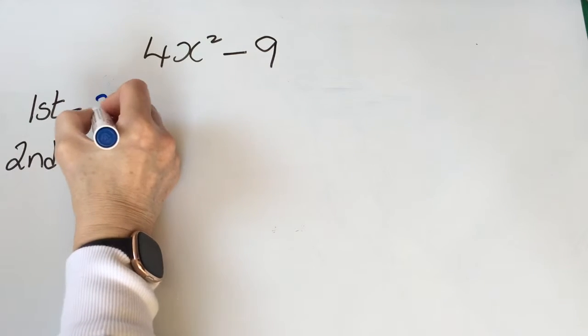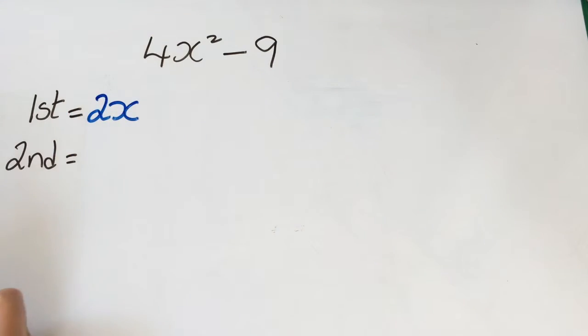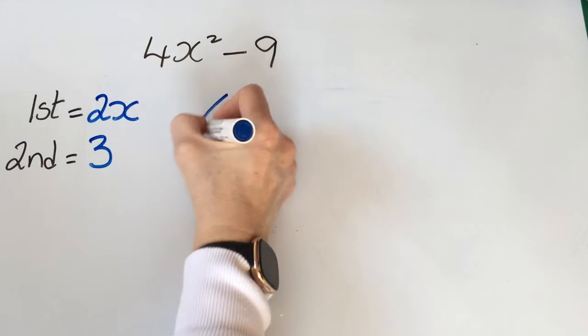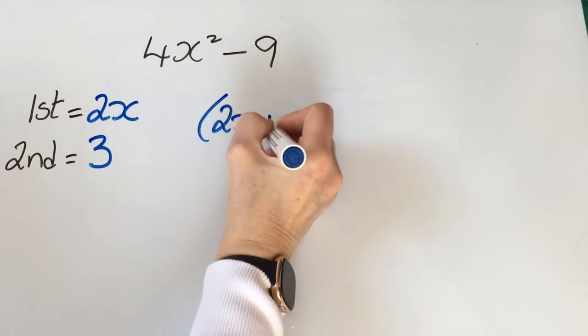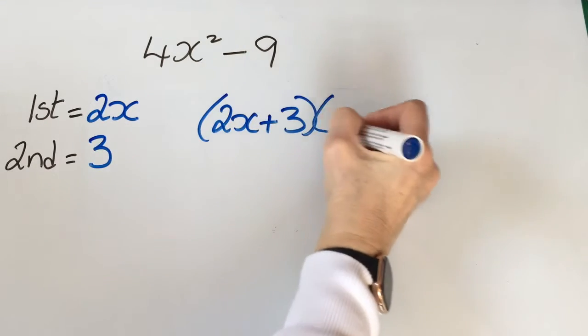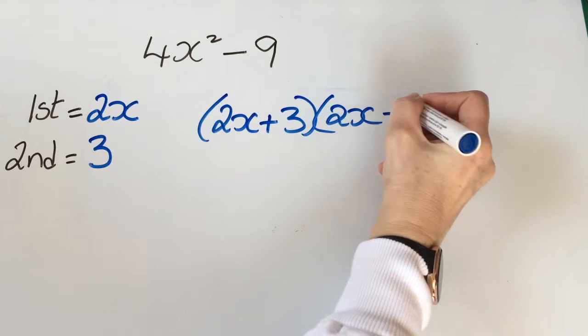This time I've got a coefficient of x squared other than 1. So 2 squared is 4. So 2x all squared is 4x squared.